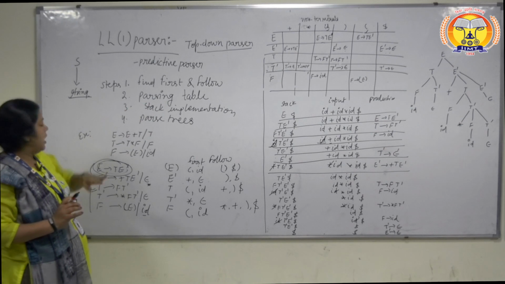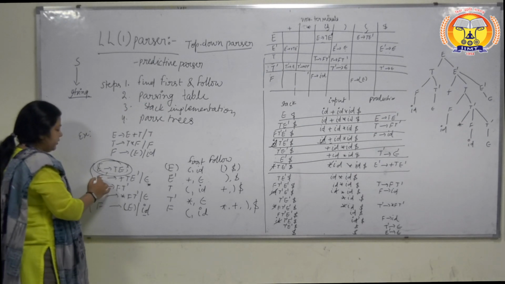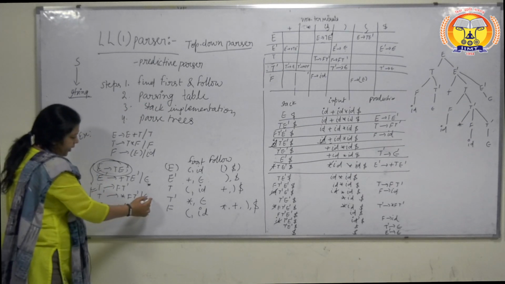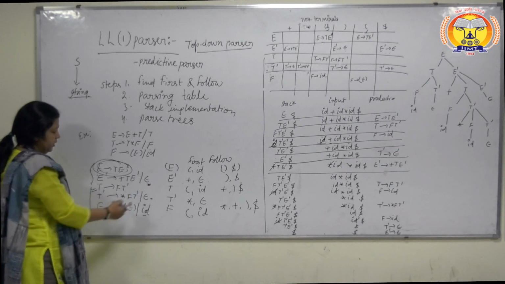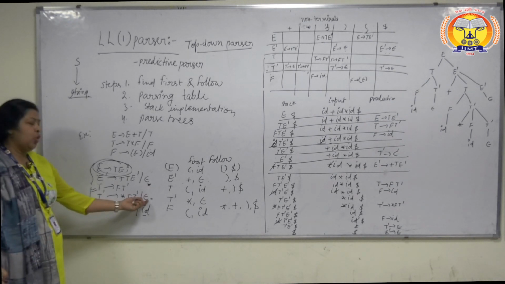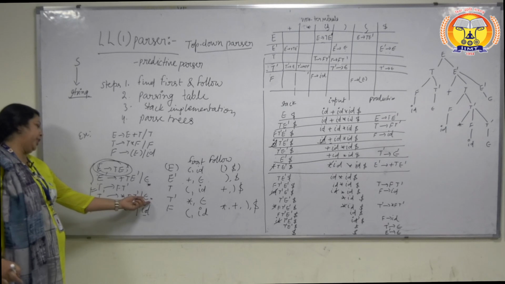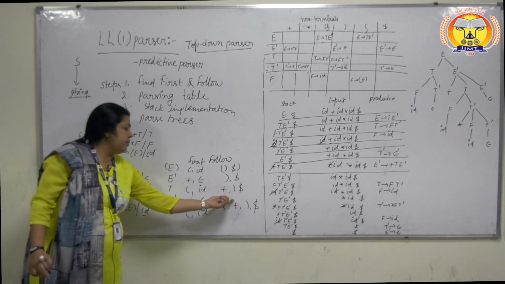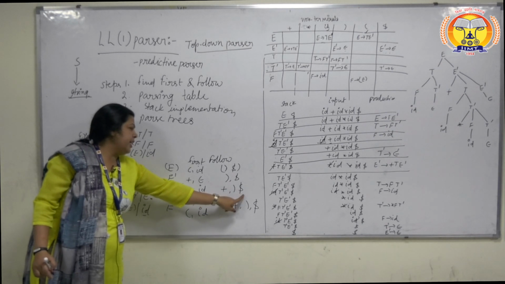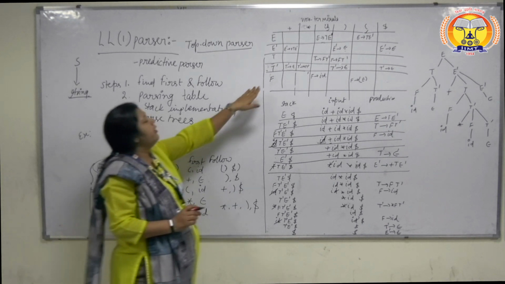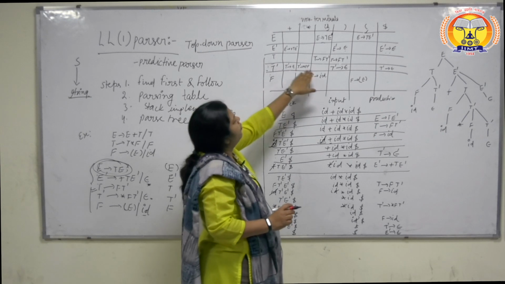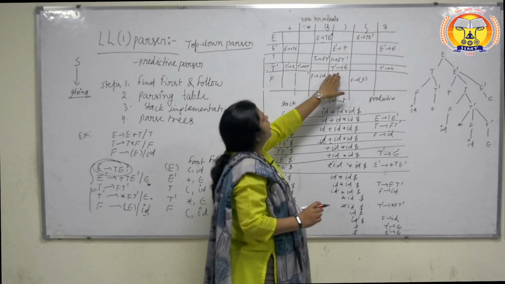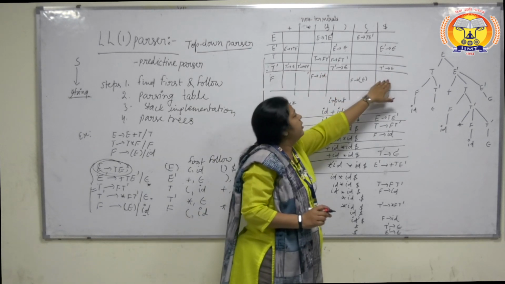of T dash. Again, the same point as we discussed in E dash arises here in T dash. There is an epsilon entry. So again, if there is an epsilon entry, then we will find the follow of T. So follow of T is plus, close bracket and dollar. So we will write T dash tends to epsilon for plus, close bracket and dollar.